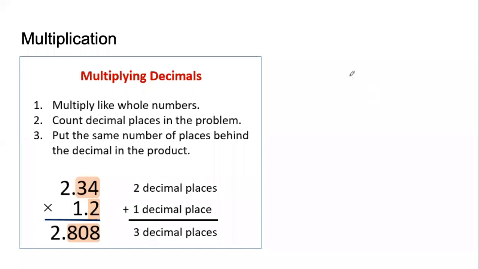Multiplication of decimal numbers has the least amount of rules. All it says is multiply ignoring the decimal points. So if you are multiplying 2.34 with 1.2, forget the decimal point of 2.34, forget the decimal point of 1.2, and multiply as if the points are not there. So suppose you are doing 234 into 12.